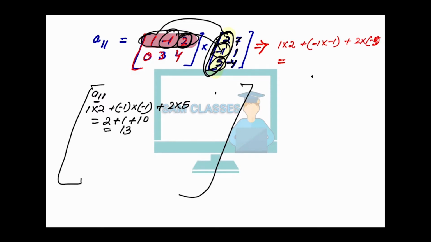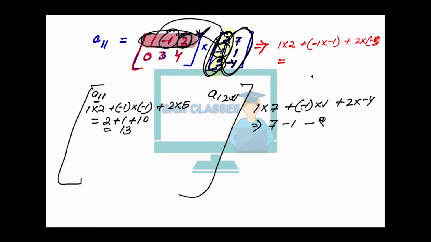Pretty simple. A12 means the first row will stay here, but this 2 stands for the second column, students. 2 stands for what? The second column. So what do we do? 1 into 7 plus minus 1 into 1 plus 2 into minus 4. So how much do you get? 1 into 7 is 7, minus 1 into 1 is minus 1, plus 2 into minus 4 is minus 8. So how much are you getting? Minus 9 plus 7, students. So minus 2. Very simple, minus 2.